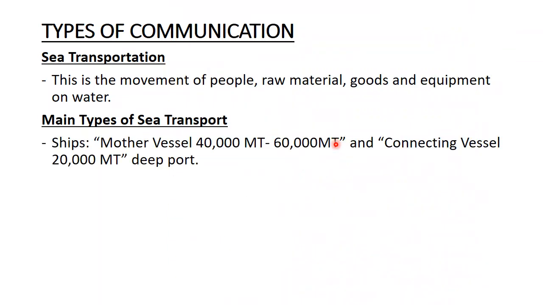So we have the mother vessel, which ranges from 40,000 metric ton to 60,000 metric ton. We also have a connecting vessel, that small one, it is 20,000 metric ton. Okay, these ones they are used at deep port, or they are used in the deeper parts of seas or oceans, so that's where they pass. Okay, we also have the barge, which is just a small ship used on shallow port.